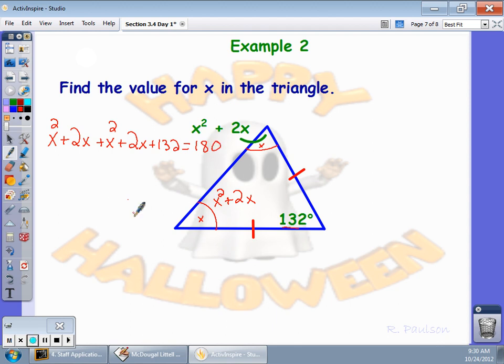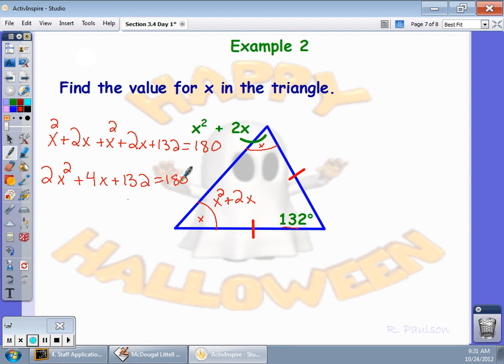So now we're going to go back to what we learned in Algebra 1, and we're going to solve for x. The first thing I want to do is combine all my like terms. So I know that x squared plus x squared is 2x squared, and that 2x plus 2x is 4x. I'm going to carry down my 132 equals 180.